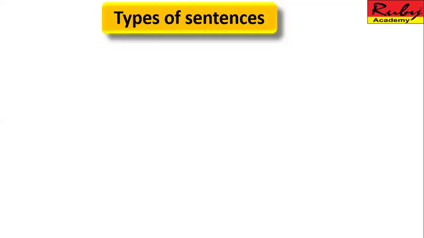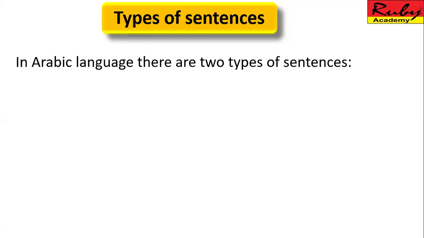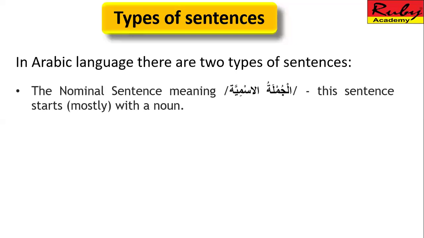Now this part we are going to learn: types of sentences. Here we are on the main part where we need to learn about Nahu. In Arabic language, there are two types of sentences. The first one is the nominal sentence, which is called Jumlatul Ismiya. The sentence which starts with a noun is called a nominal sentence.